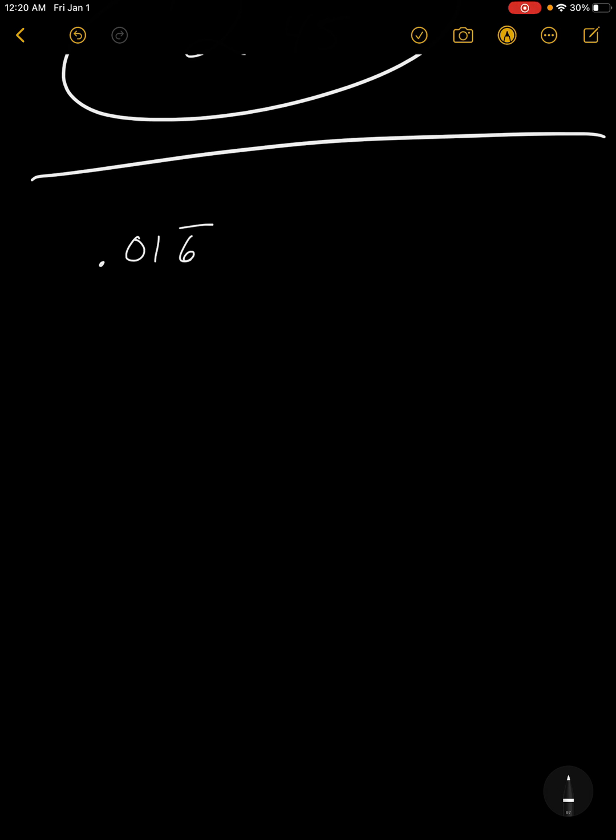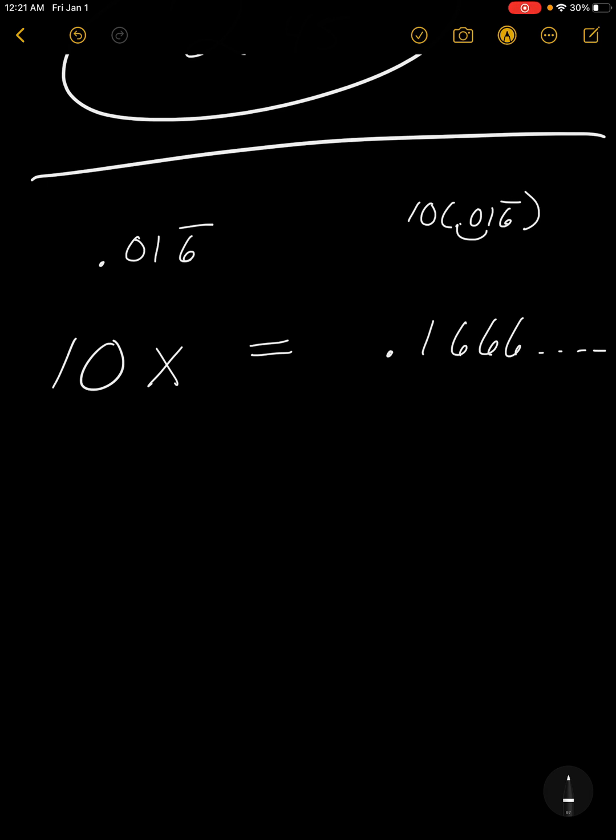And just the 6 repeats. All right, so I'm going to use 10. Okay, so this number times 10 is going to move that decimal once to the right. So this number times 10 is 0.1666. Okay, and you're going to subtract x, but that's this original number.